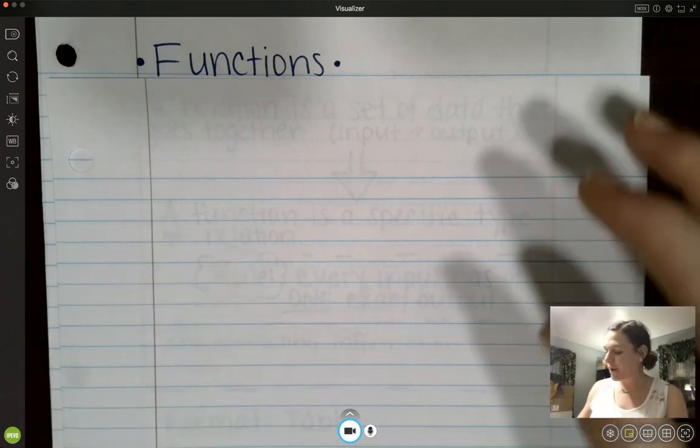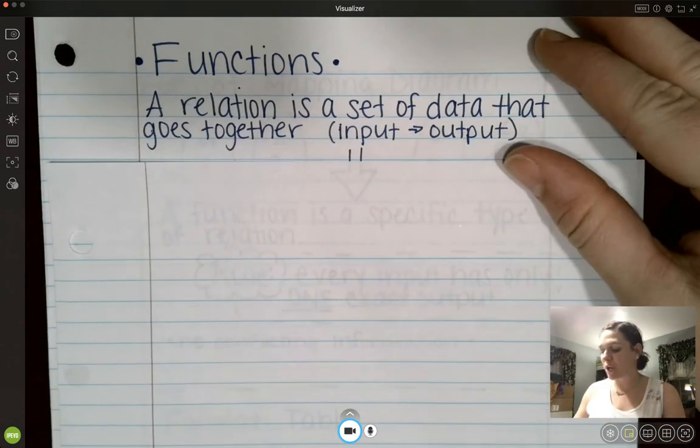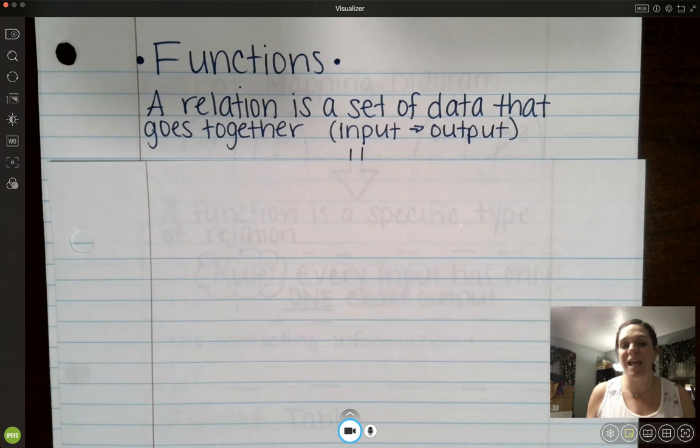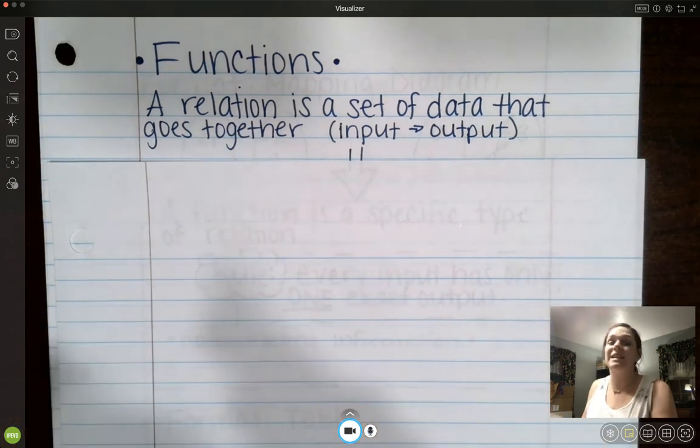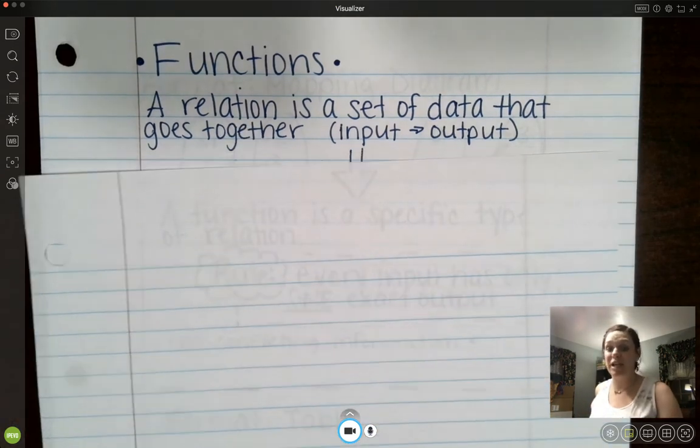All right, so in order for us to take a look at the word functions, we have to understand that it stems from a relation, and a relation is a set of data that goes together, so our input and our output. Now, most of the time we think of linear functions, which means it makes a straight line, but a function is just a specific type of relation, so we have to understand exactly what a relation is.